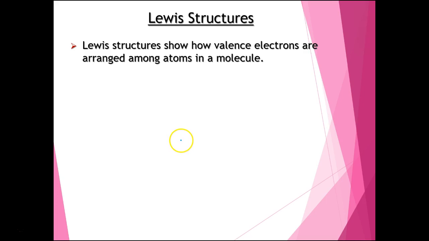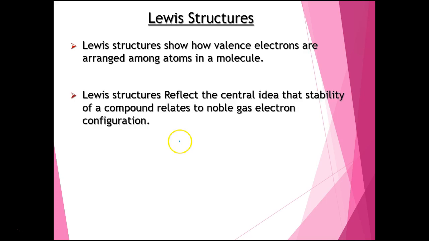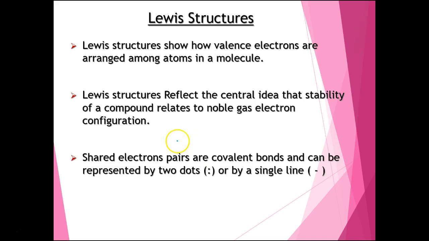So we take that idea of valence and we put it together and we try to see how it's arranged in the molecule. It reflects this idea that the compound has to have stability. It has to get to the noble gas electron configuration by achieving an octet, sharing the number of electrons that it needs. So shared electron pairs are the covalent bonds and are represented either by two dots like you see here or a line. You might see it like this.